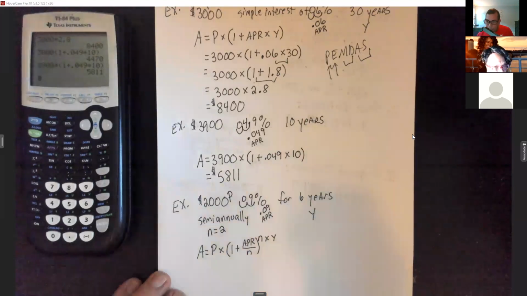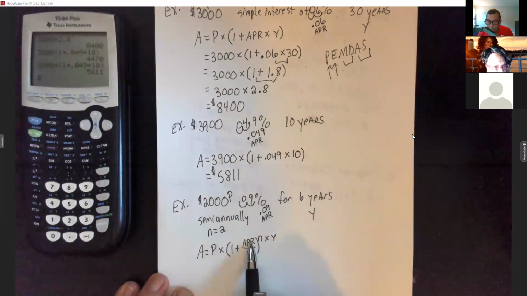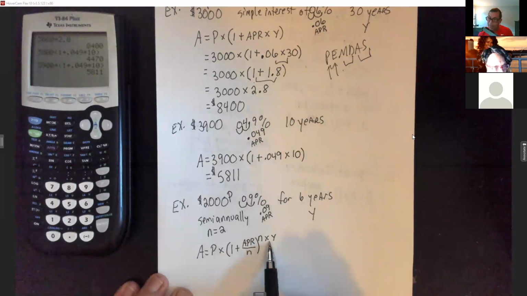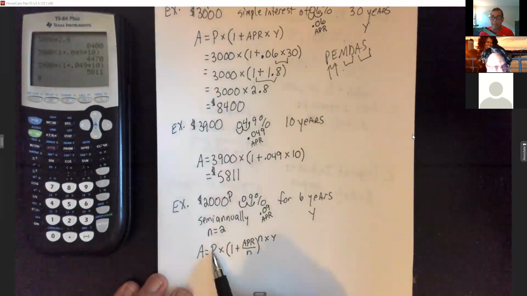So let me tell you how you do this problem. You work inside the parentheses first. You would divide whatever your APR is by N. You would then take that answer, add to the 1. Once you got this answer, you would figure out this exponent. You would multiply that N times Y. Then raise this answer to that exponent. That'll give you a number. And then finally, this gets multiplied by the P. Okay? All right, that sounds sort of wild, but watch.